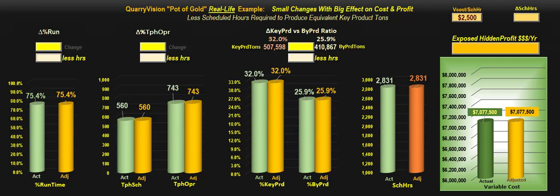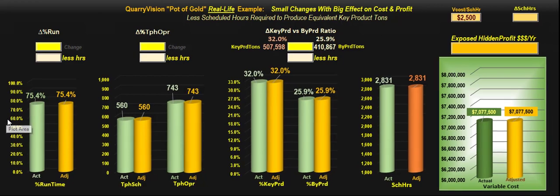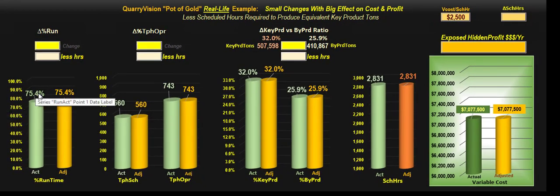This example uses analysis of a full year of actual belt scale measured results from an operating quarry to evaluate the effect of small changes in performance on variable cost and potential profit. For example, if you follow the cursor, you will see annual percent runtime was 75.4%. Runtime represents the percentage of hours operated compared to hours scheduled to operate over the course of the year.